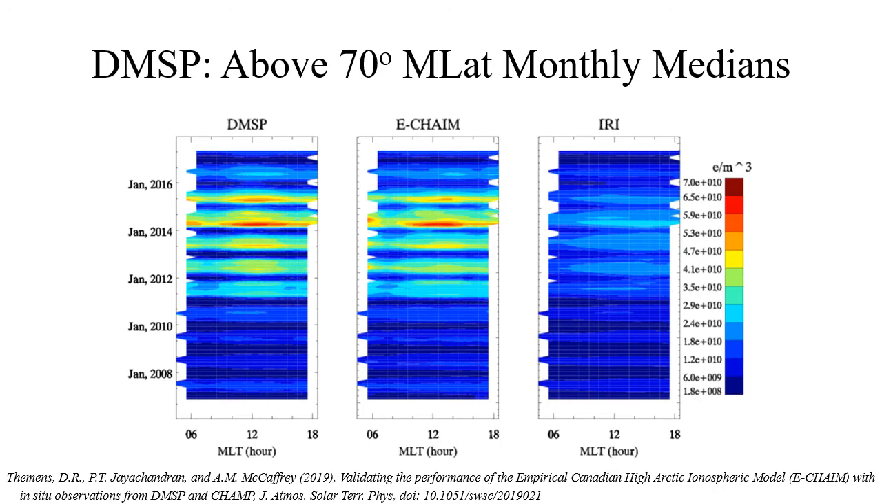To give you an idea of what that looks like, these are monthly median electron density versus MLT, binned, from DMSP, E-CHAIM, and the IRI above 70 degrees north geomagnetic latitude. And you'll note that the IRI tends to significantly underestimate electron density at these altitudes and in the polar cap, whereas E-CHAIM does a very good job at capturing the solar cycle, seasonal, and diurnal variability in this region.